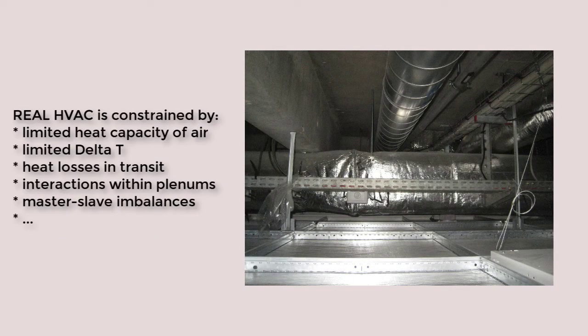The elephant in the room is that HVAC relies on the movement of conditioned air to do its job. HVAC is constrained by, among other things, the limited heat capacity of air and the limited range of air temperatures which can be delivered. Some of the heat or cooling gets lost in transit. The temperature at the coil and at the register in the room can differ considerably.